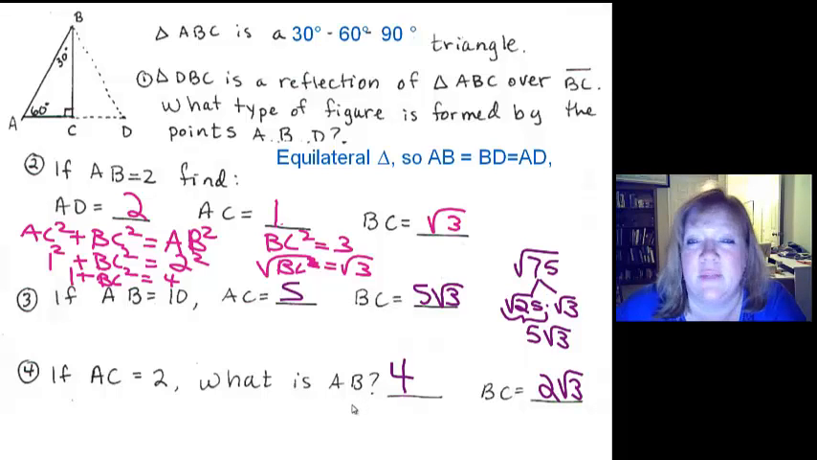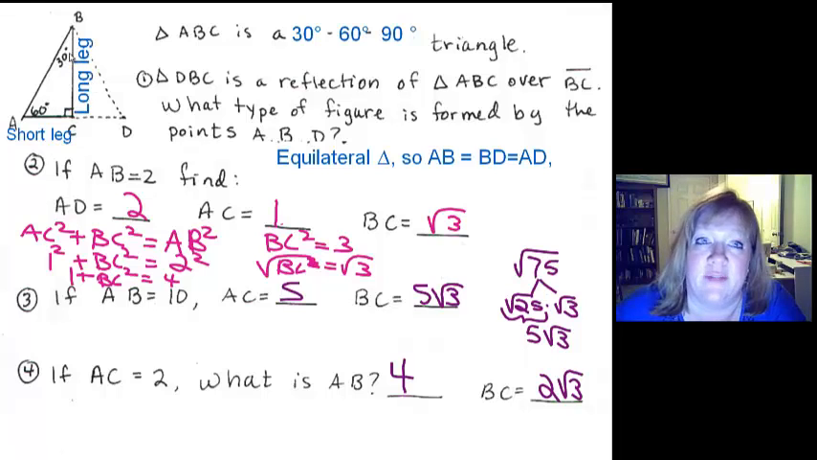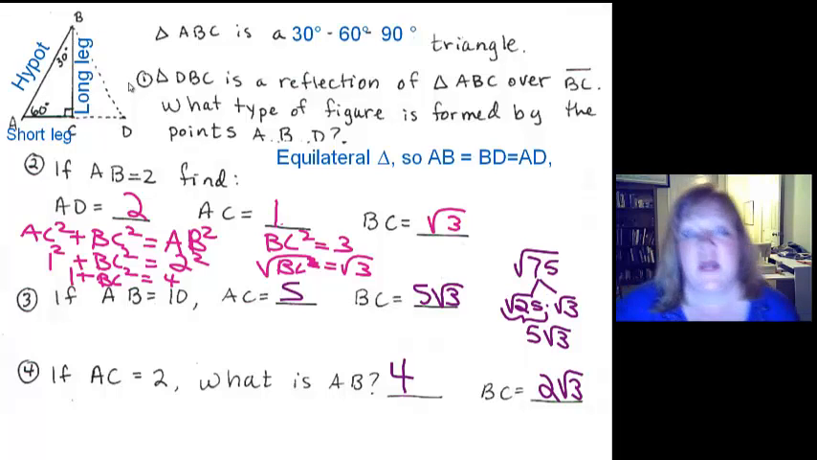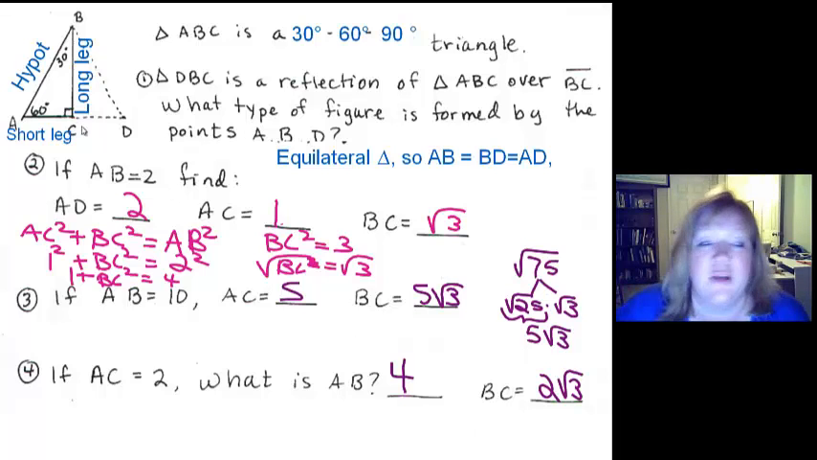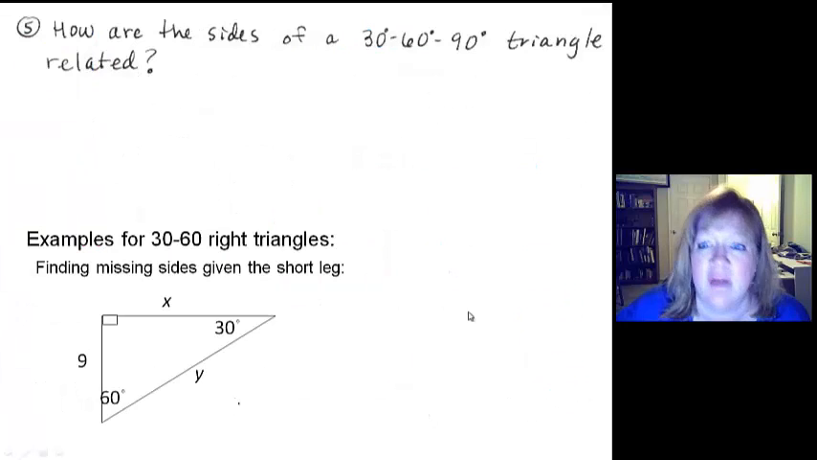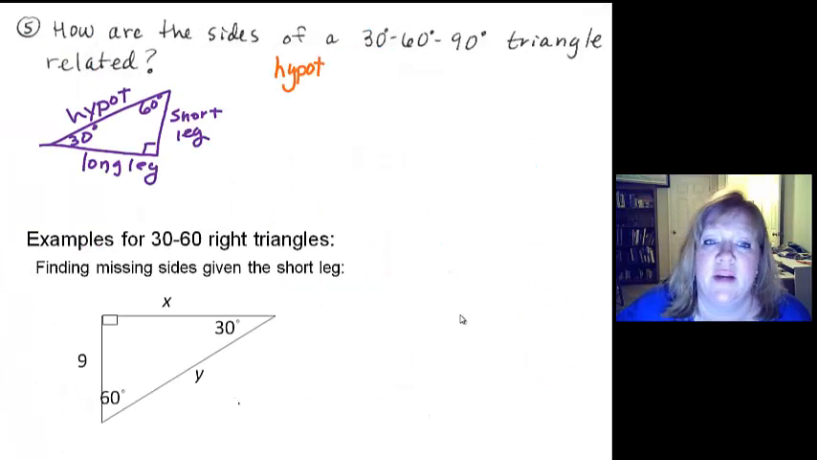All right, so this was just supposed to be kind of a discovery lesson on the 30, 60, 90 right triangles. Keep in mind that opposite the 30 degrees is the short leg, opposite the 60 degrees is going to be the long leg. The smaller the angle, the shorter is the opposite side, and so on. And then you've got your hypotenuse, of course, that's opposite the 90-degree angle. So they like to talk about short leg, long leg, and hypotenuse. How are the sides related? Well, the hypotenuse is twice the shorter leg.